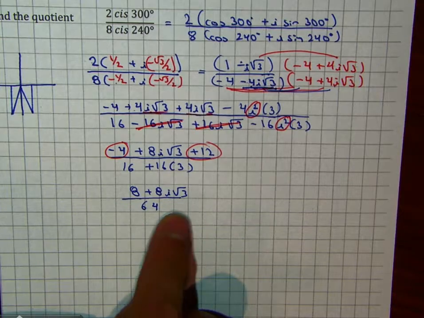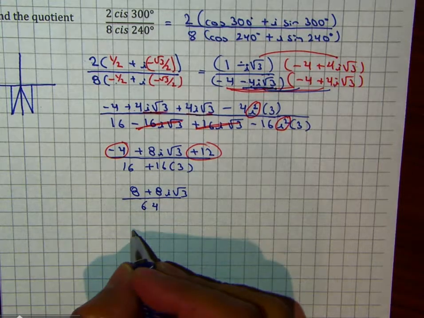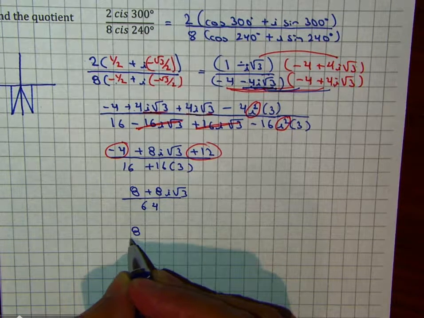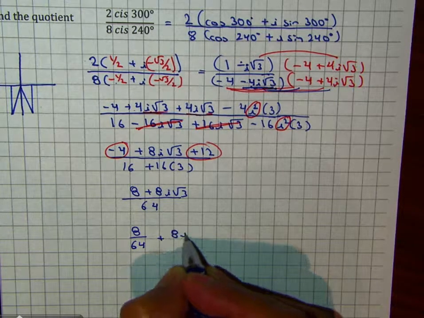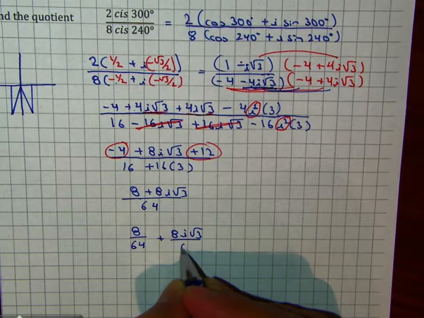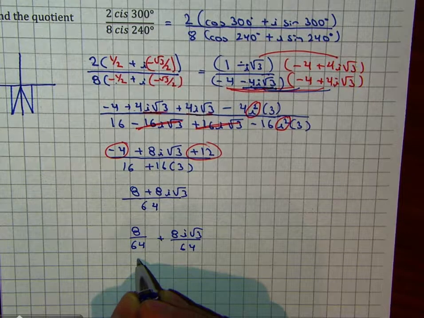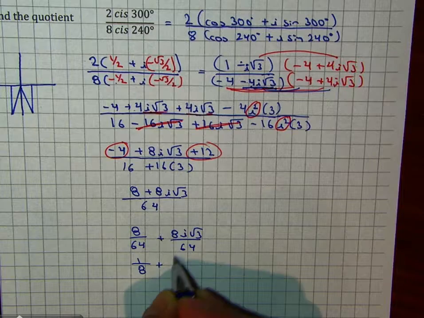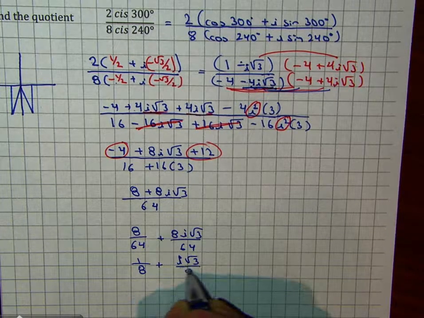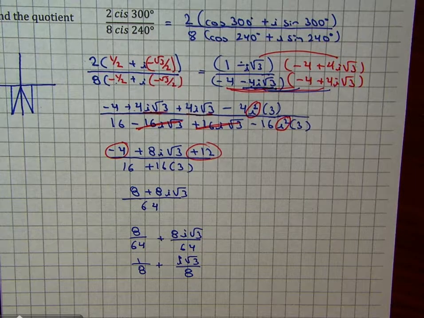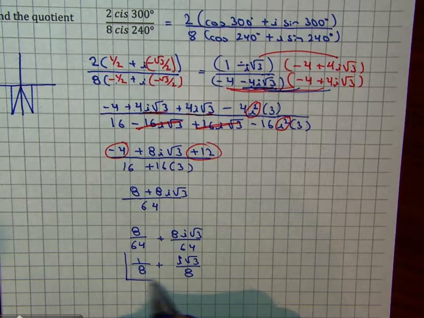When we have complex numbers in Algebra 2, remember that you have to separate them. So you have 8 over 64 plus 8i square root of 3 over 64. I can reduce it by 8, so it gives me 1 over 8 plus 1, or just, i square root of 3 over 8. So this will be your answer.